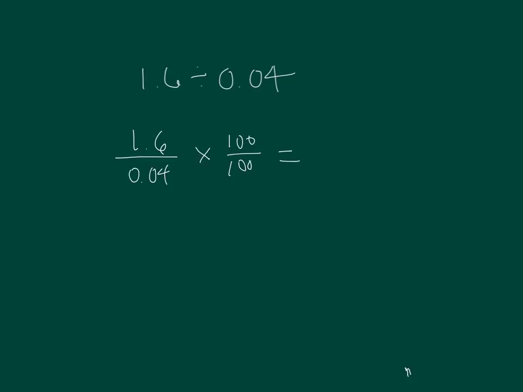1 and 6 tenths times 100 is 160. 4 hundredths multiplied by 100 is 4. And then I have 160 over 4, which equals 40. So 1 and 6 tenths divided by 4 hundredths is equal to 40.